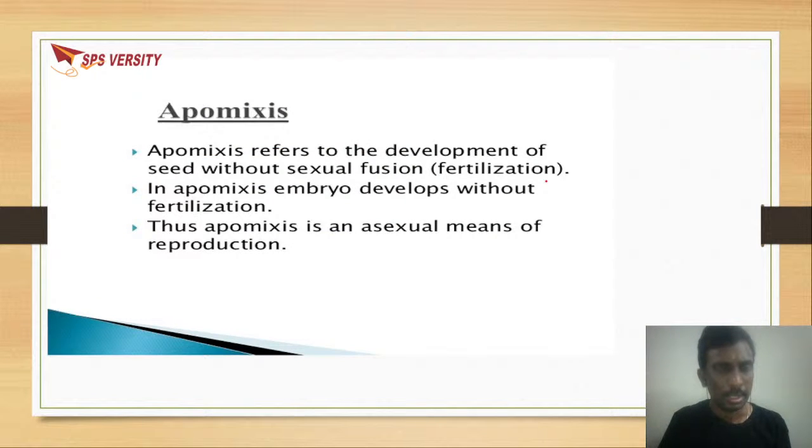Okay. So now we are going to discuss the next aspect in the seed, that is, formation of seeds without fertilization.